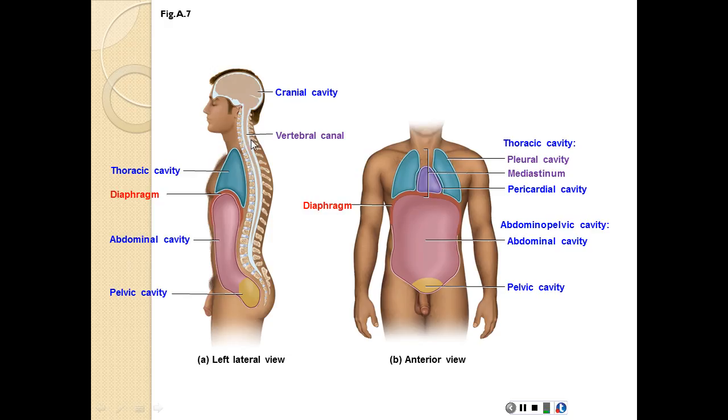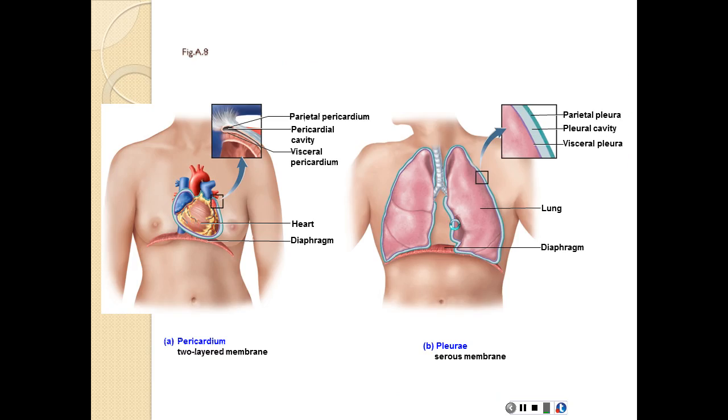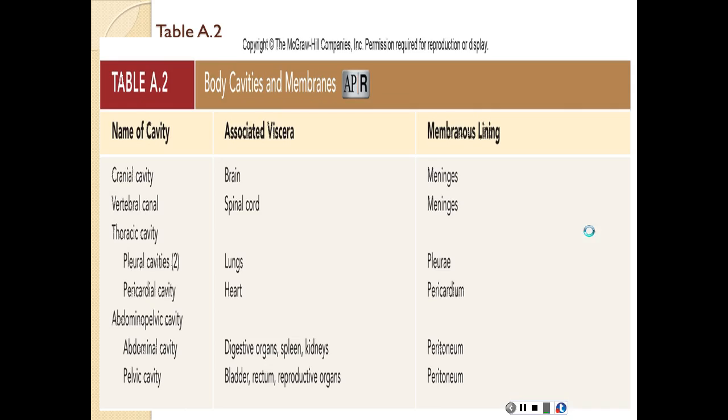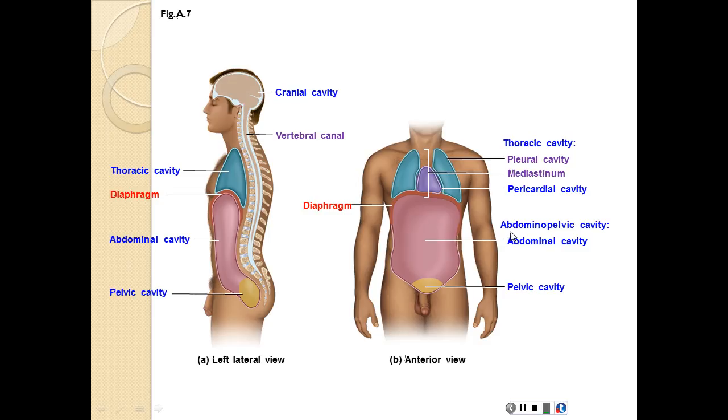Alright. Now within this thoracic cavity, we have a pleural cavity, which basically lines each of the lungs. Now when you combine the abdominal cavity and the pelvic cavity, it's considered to be the abdominal pelvic cavity.